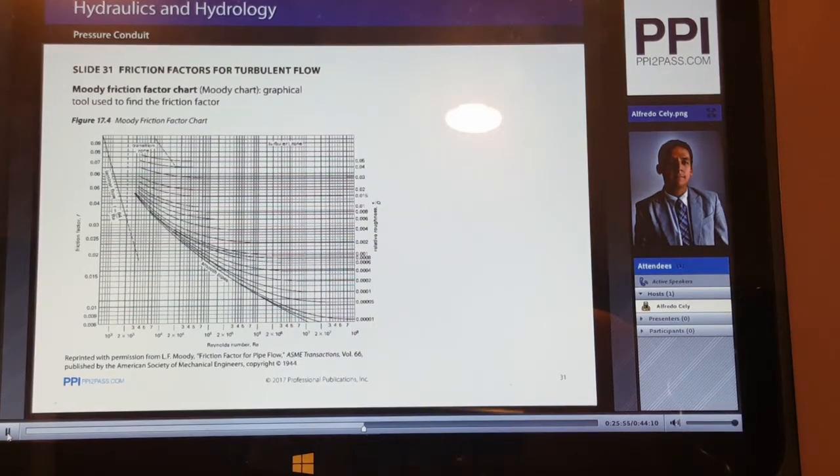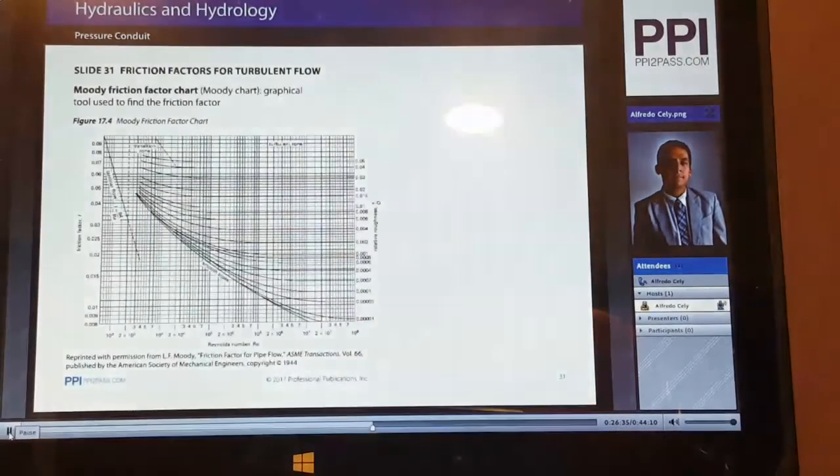Now, the Moody friction factor chart is used for circular pipes, which are the most common shape for pressure conduits. Now, if you encounter a non-circular pipe on the exam, you may use the equations shown on the table that we saw a little bit earlier in CERM for laminar flow. And you can use the Moody chart if you have turbulent flow to approximate the friction factor in a non-circular channel or pipe. It can help you solve that problem.